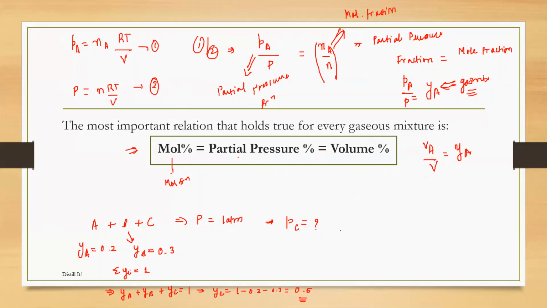Now, since mole fraction is equal to partial pressure fraction, we are going to write mole fraction of C is equal to partial pressure fraction of C, that is partial pressure of C upon total pressure. Total pressure is 1 atm, so we get PC is equal to YC into 1, that is 0.5 atm. Similarly, you can do various calculations using this particular rule. Hence, you always need to keep this in mind: mole percent is equal to partial pressure percent is equal to volume percent.